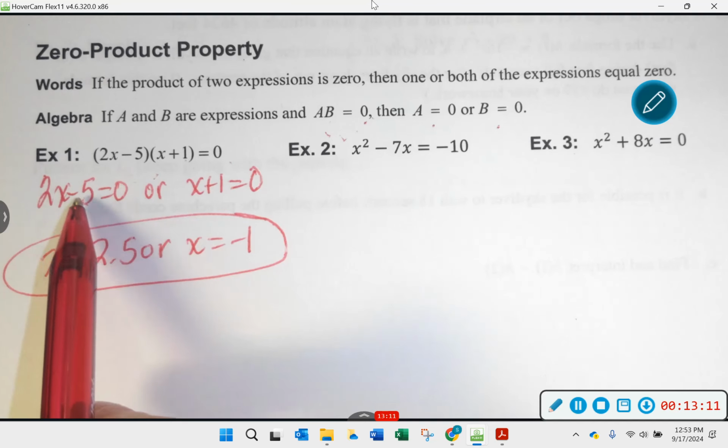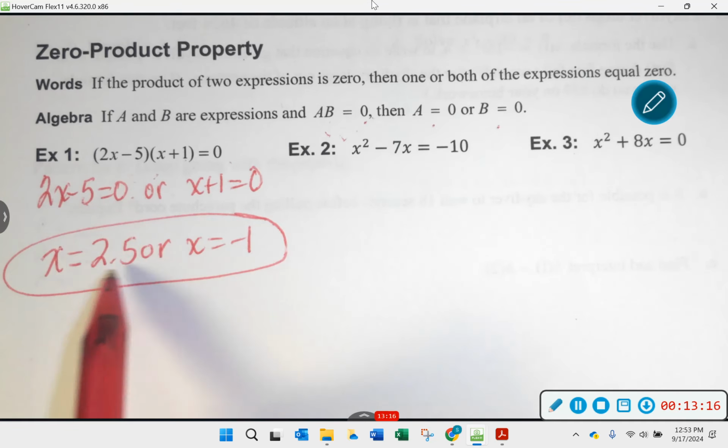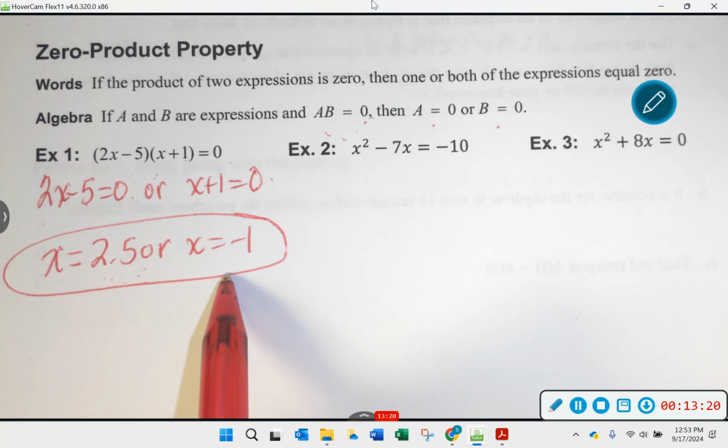So if we solve this, we're going to add 5, and then we're going to divide by 2, and that's 5 halves, or you can say 2.5. And this one, we just subtracted 1. Did you guys get it now?